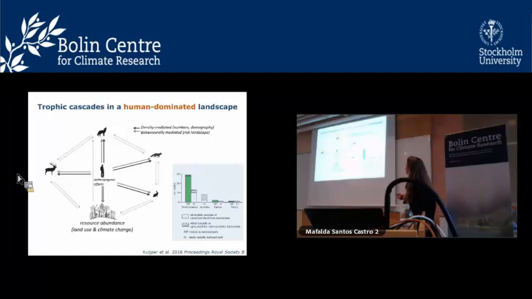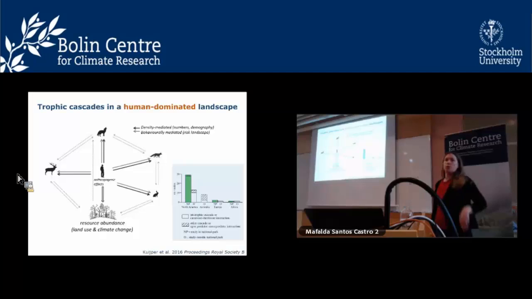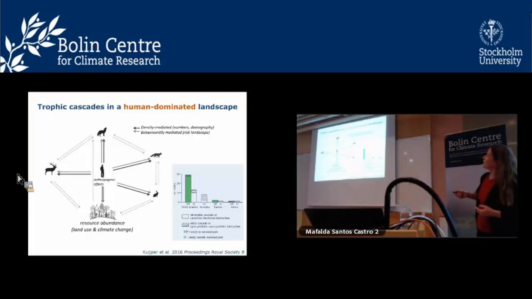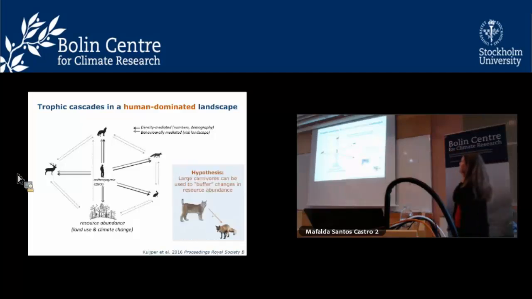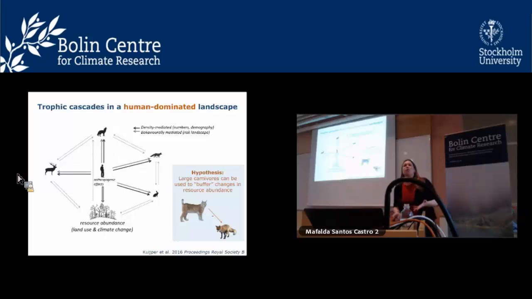We have humans in them, and they can affect all species through hunting and through fear, changing their behaviors. And they also affect the resource distribution through land use and climate change. However, when we're looking at the cascading direct and indirect effects of, for example, large carnivores, we have a strong research bias towards relatively unaffected ecosystems, such as North American national parks. And one of the hypotheses that has come from that research is that we can potentially use large carnivores to buffer against or compensate for land use and climate change that humans are affecting.